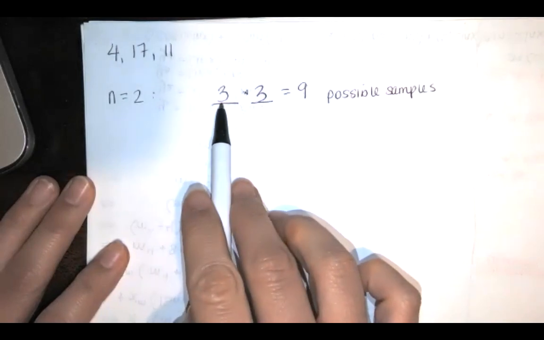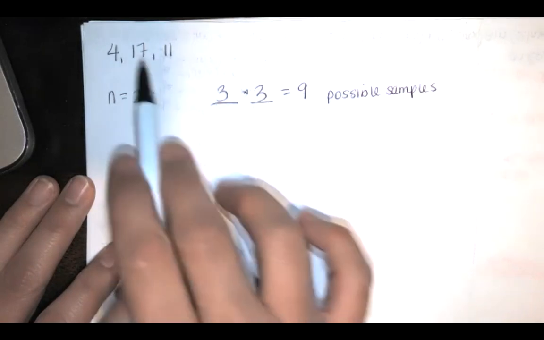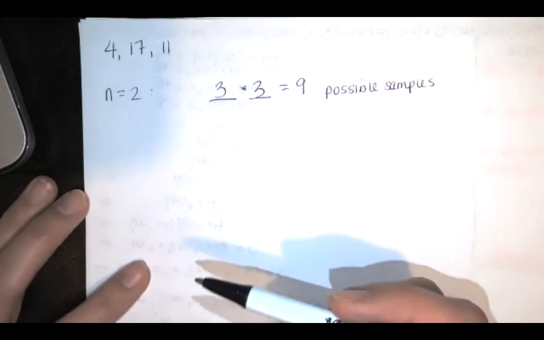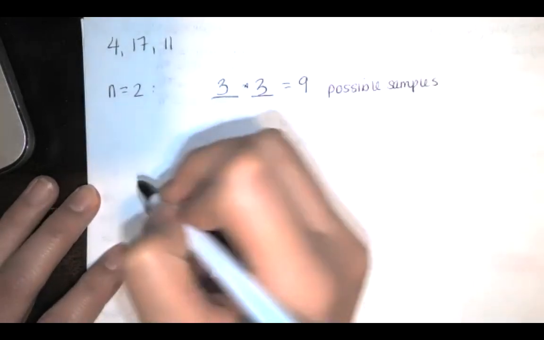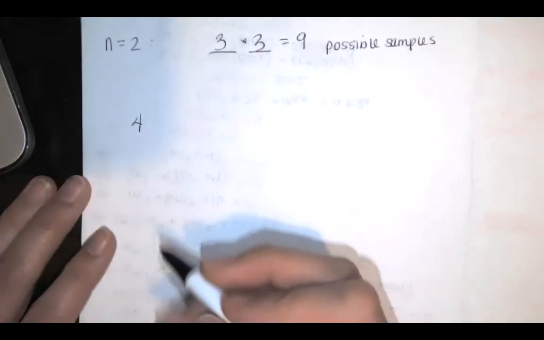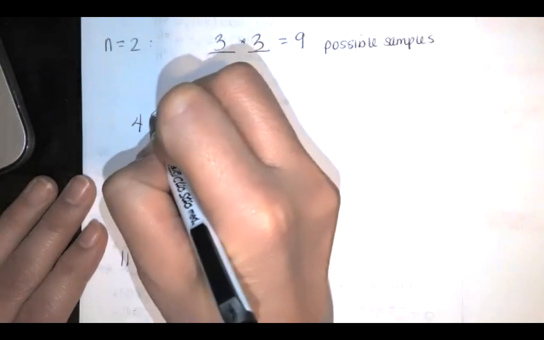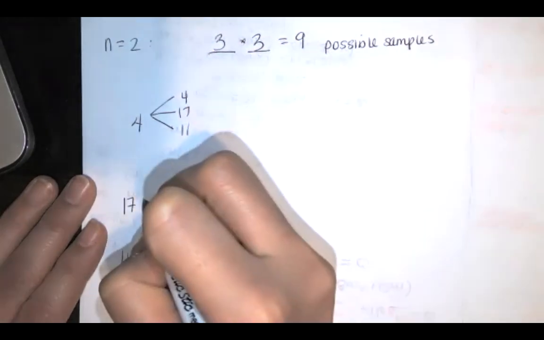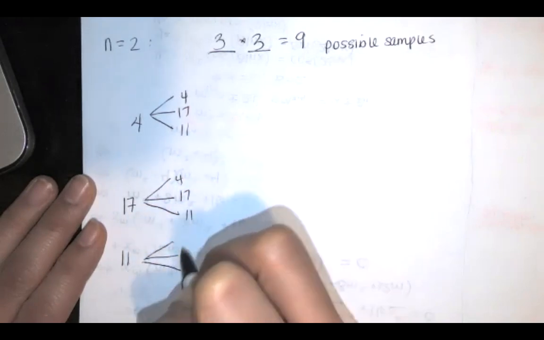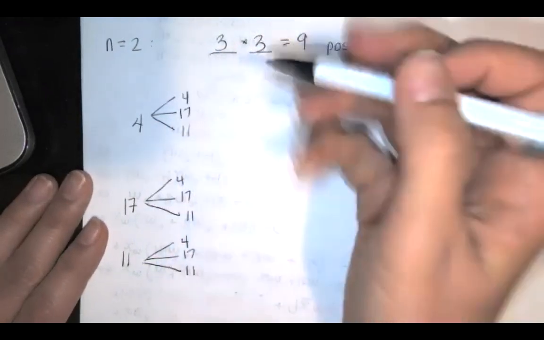Again, this is the number of ways I can choose the first one, with 3 options, and then this is the number of ways that I can choose the second one. That's because n is equal to 2. If I want to list the samples, I can draw that tree diagram that we started drawing very early in the semester. For our first number, we could choose the 4, the 17, or the 11. And then for our next number, we can again choose 4, 17, or 11. So our 9 samples are the 4 and 4.